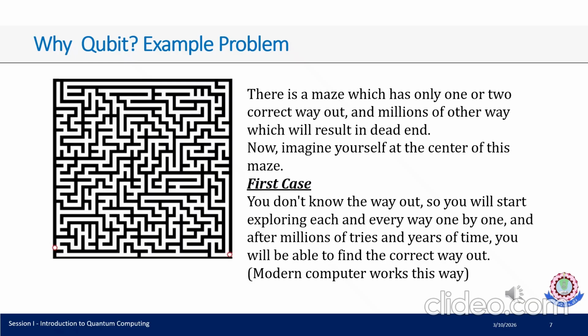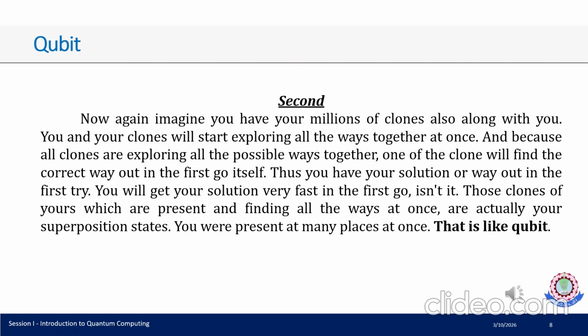Modern computers work this way. Second, now again imagine you have millions of clones along with you. You and your clones will start exploring all the ways together at once. And because all the clones are exploring all the possible ways together, one of the clones will find the correct way out in the first go itself. Thus, you have your solution in the first try, very fast. Isn't it? Those clones of yours, present and finding all the ways at once, are actually your superposition states. You were present at many places at once. This is called a qubit.